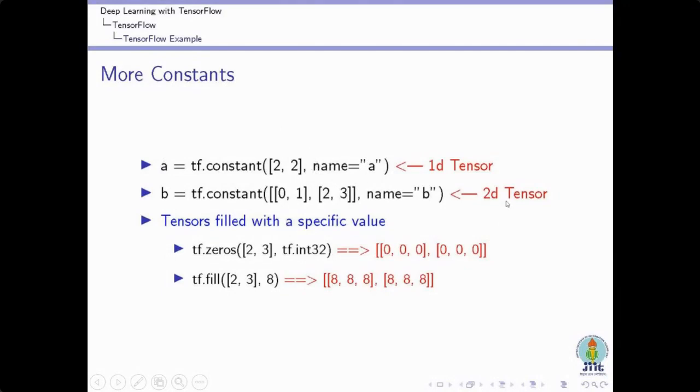Now, if we want to create a 2D tensor of constant values, we can write tf.constant with 0 1 comma 0 2. You all know how we can create 2D tensors also. So this is the way we can create the tensors.